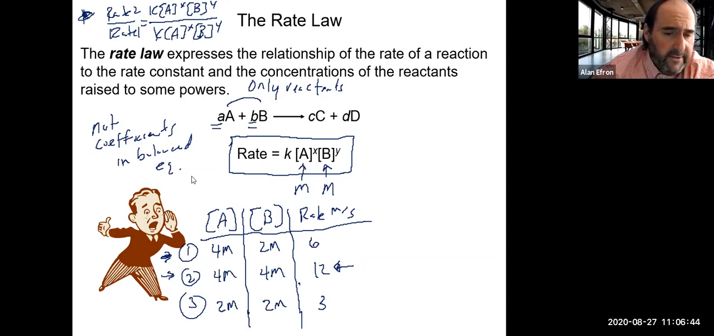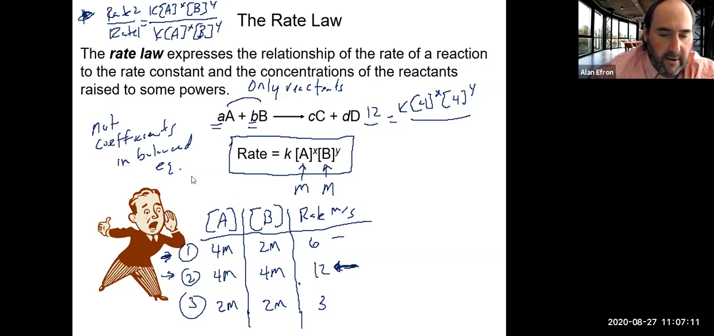So what I'm going to do is, up on top, I'm going to put all the information for the second entry, which means my rate would be 12 equals K, and my A would be 4 to the X, and my Y or B would be 4 to the Y. So all that information I just put in here came from right here from the table.